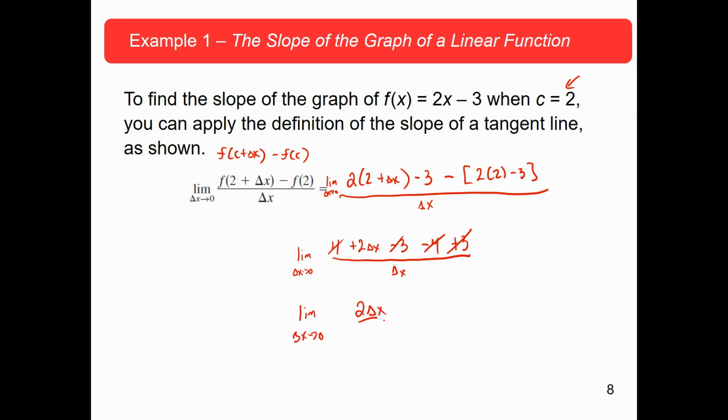2 delta x over delta x. Those cancel out, and we're just left with the limit of a constant, which is just the constant. So the slope of that line tangent to that point at c equals 2 is 2, which makes sense because we know that this is a line, and we know that the slope of a line is 2, right? So we don't have to worry about that. We know that any point of tangency on a line is the line itself.